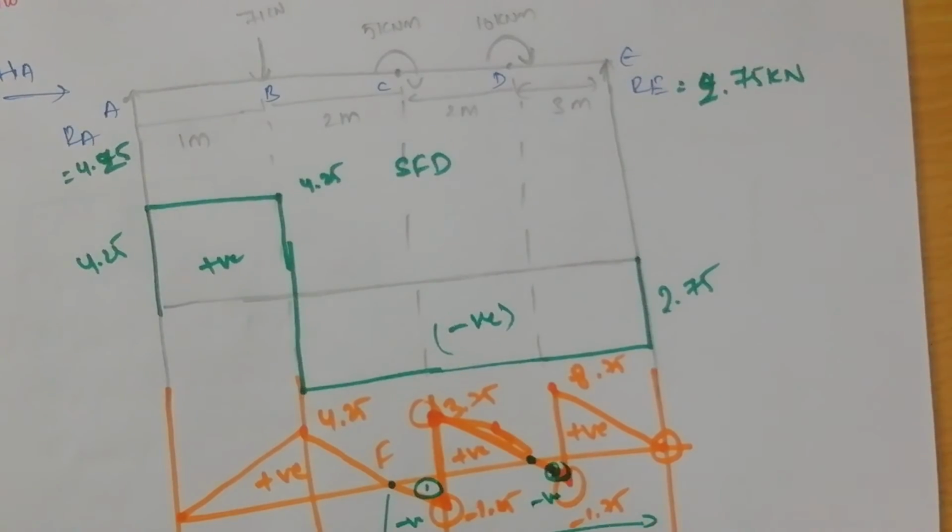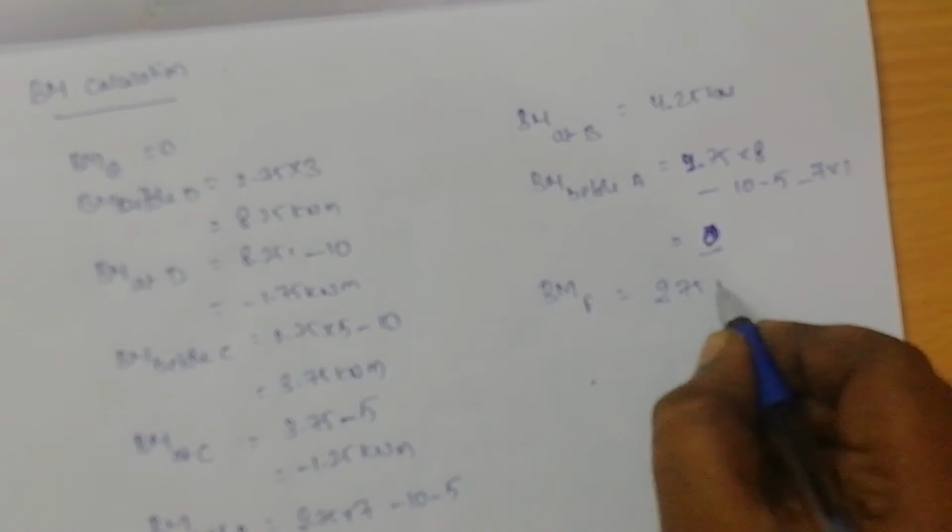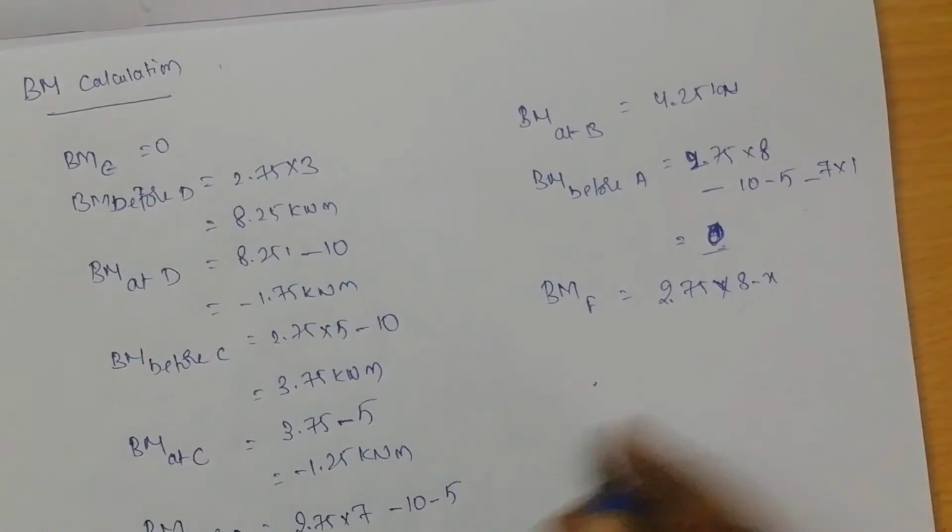So the distance will be 8 minus x. So I can write 8 minus x directly. So that is 2.75 into 8 minus x.